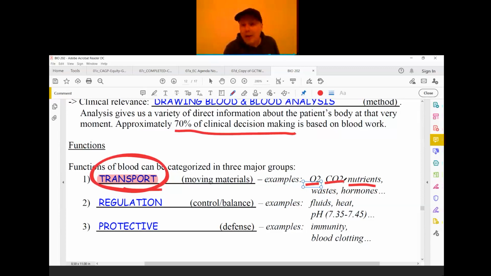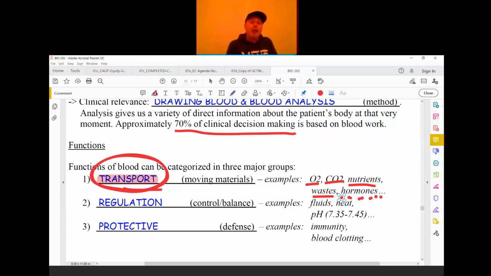Similarly, we need to get rid of waste products that are produced as a result of cellular metabolism, and also carbon dioxide that's produced in that process. Well, we take those away from those cells and transport them either to the lungs to breathe out the carbon dioxide, or to the kidneys to get rid of most of those wastes. And of course, we've already talked about the hormones in the previous chapter, that hormones as well are transported within the blood.